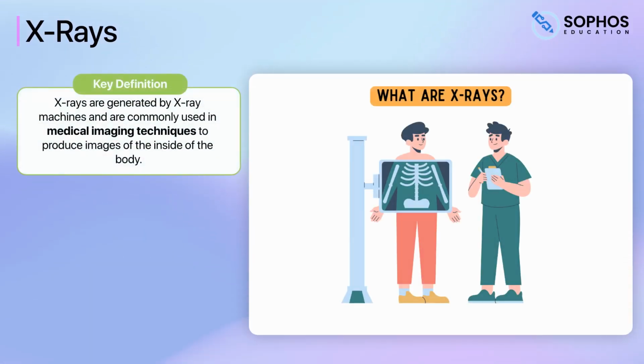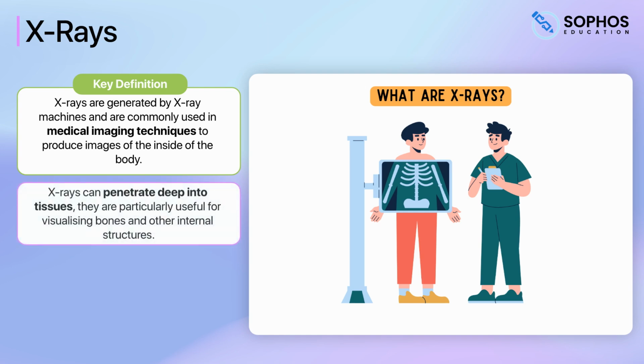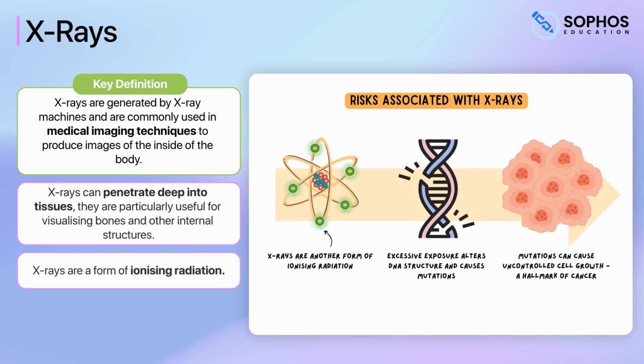X-rays are generated by X-ray machines and are commonly used in medical imaging techniques to produce images of the inside of the body. Because X-rays can penetrate deep into tissues, they are particularly useful for visualizing bones and other internal structures. Similar to gamma rays, X-rays are a form of ionizing radiation.